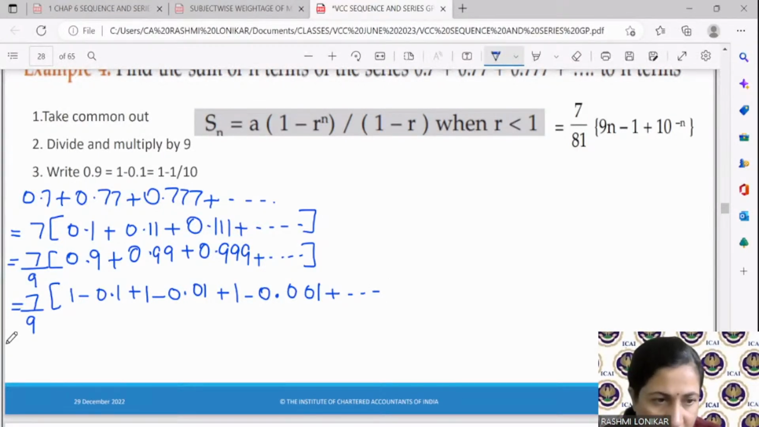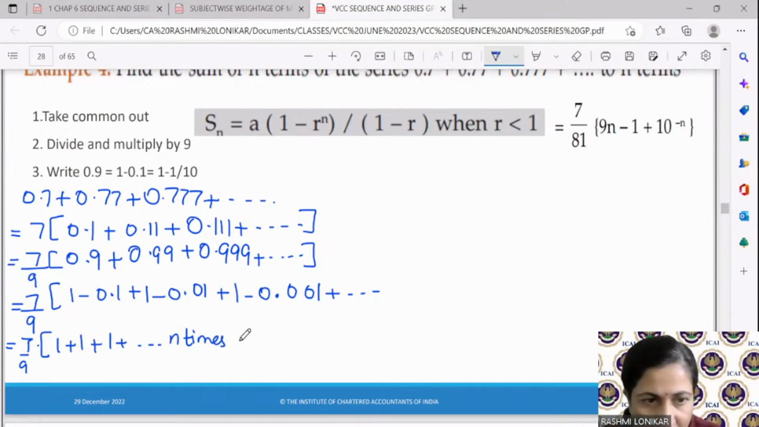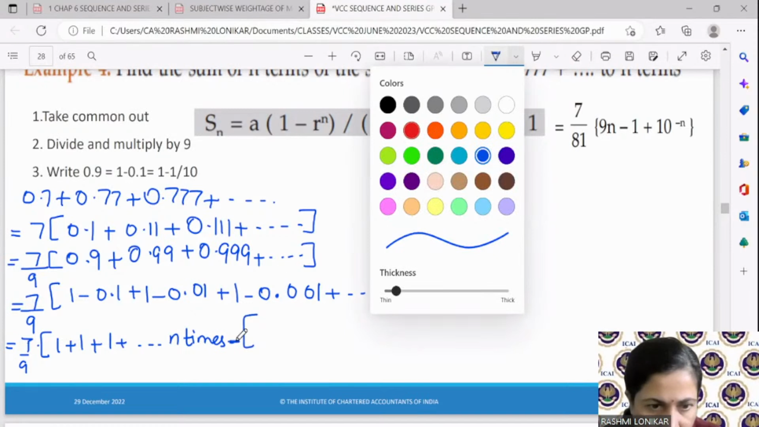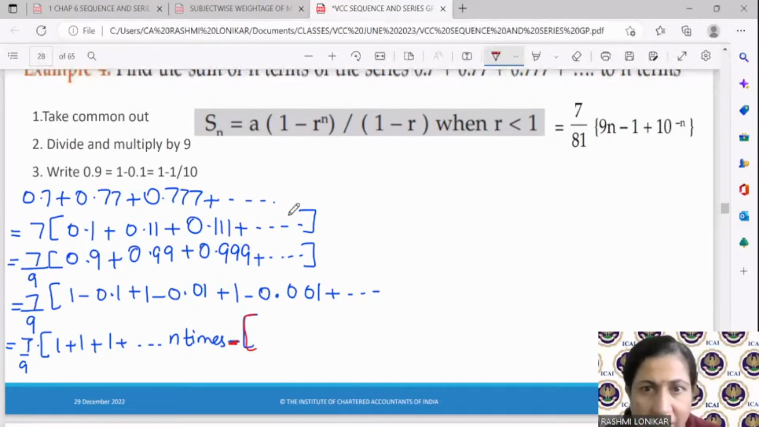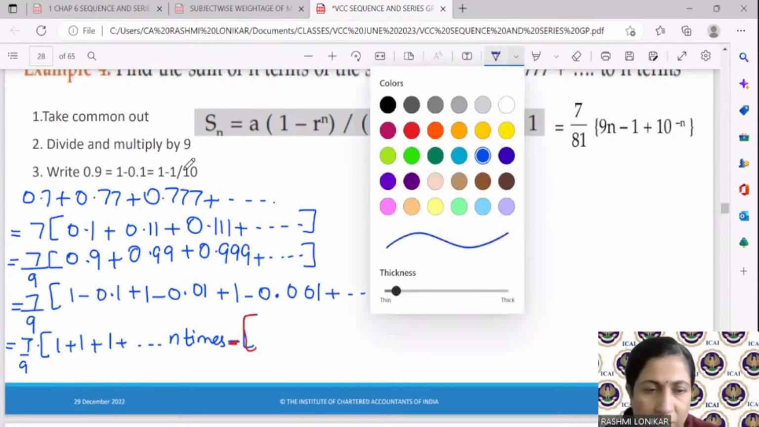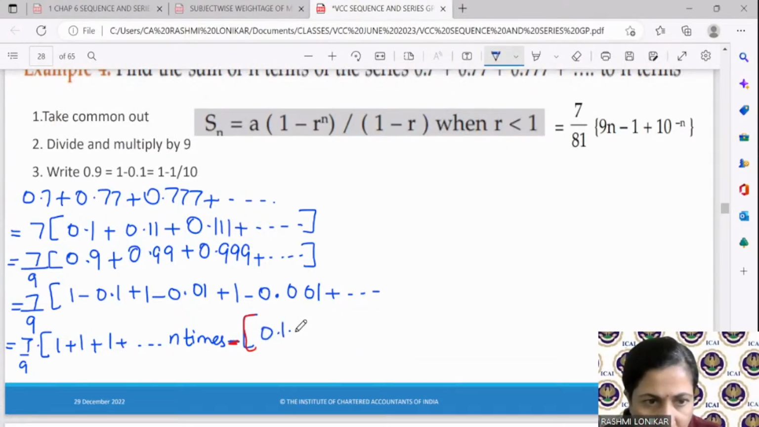Now here what happens is this is equal to 7 upon 9. I'm going to write all that 1, 1, 1. So this is 1 plus 1 plus 1, n times. Okay. Because I'm finding the sum up to n. Then minus, I will put the minus sign and put it in bracket. Okay, this is an important step. So here it is minus and inside the bracket I have 0.1 plus 0.01 plus 0.001 and so on. Okay.